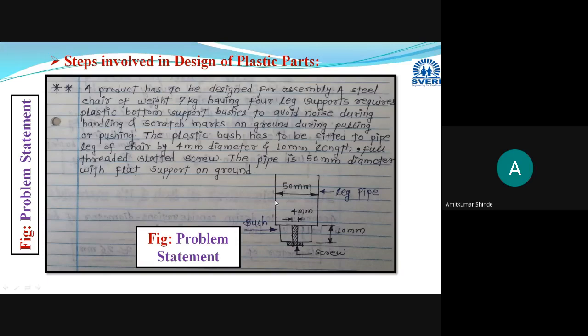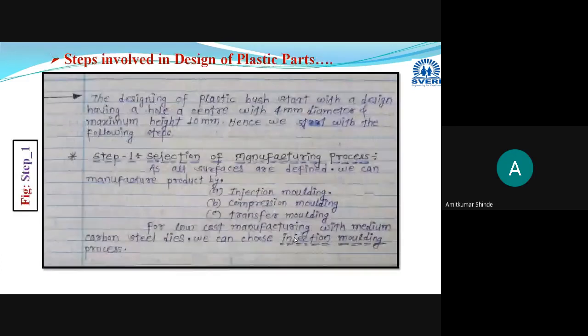Whichever chair leg is there, its diameter is 50 millimeter. The length of the screw is 10 and its diameter is 4. Depending on the dimensions of this screw only, we are going to decide the dimensions of the boss. Now we will move towards the design procedure. In this design procedure, the first step is the selection of the manufacturing process.